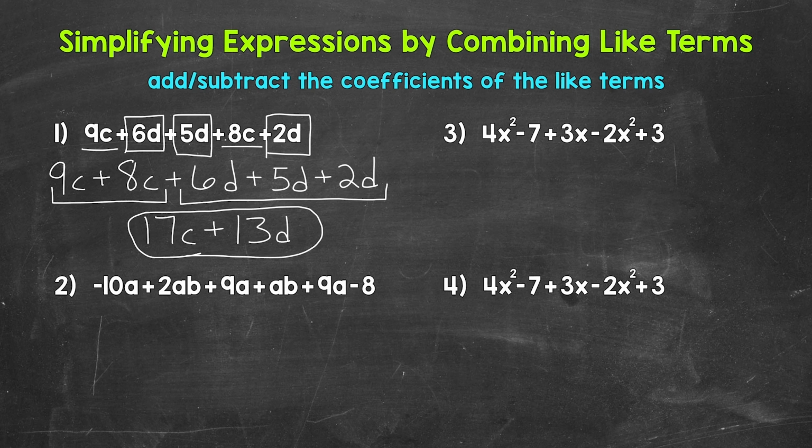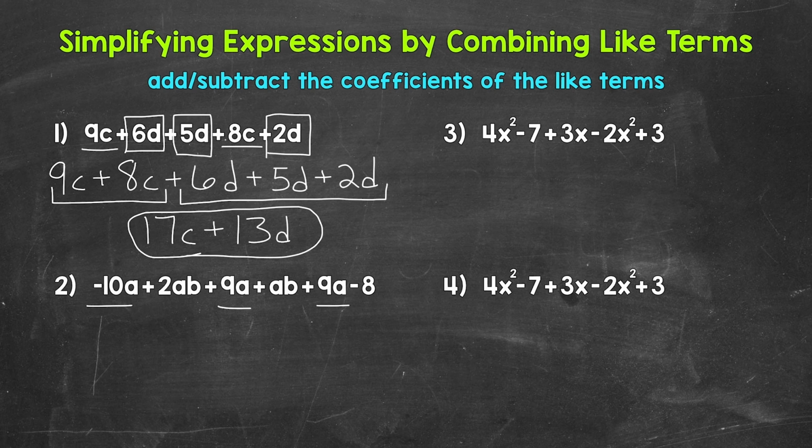Let's move on to number 2, where we have negative 10a plus 2ab plus 9a plus ab plus 9a minus 8. Let's start by identifying any like terms that we can combine. So do we have any like terms that we can combine? Yes, we have negative 10a and 9a and another 9a. All 3 of those terms have the same variable to the same power, the variable of a to the understood power of 1. Do we have any other like terms that we can combine?